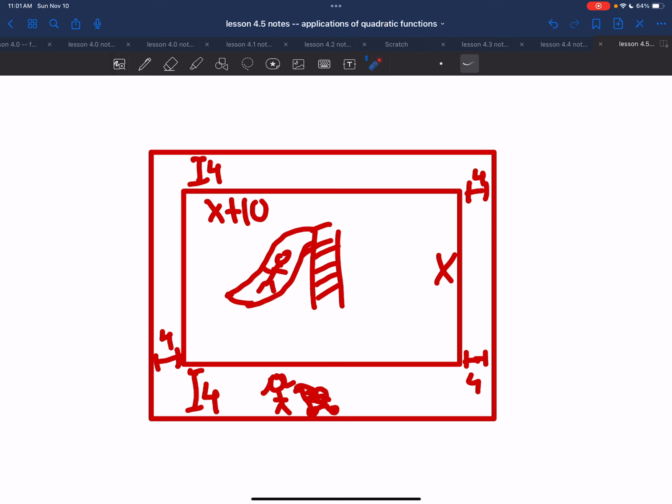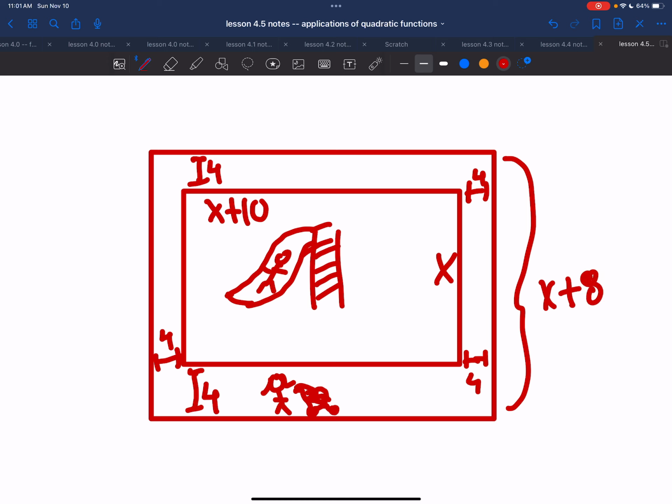So what does this mean about the exterior dimensions of the entire space? Well, this length is x. This length is 4. This length is 4. So then this is 4 put with x put with 4, right? Which means that this whole length on the outside is x plus 8.